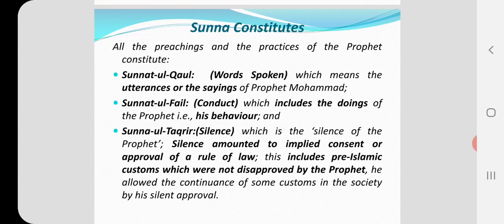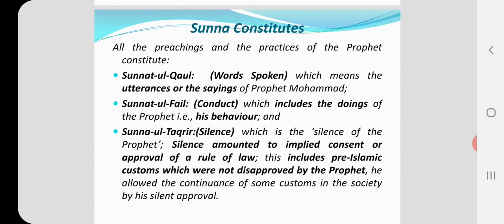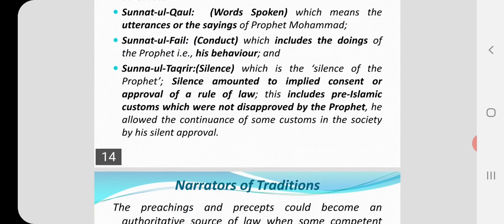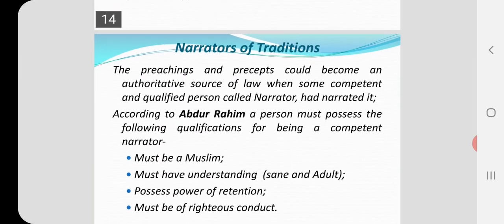Whatever he did, his doings or behavior, is a part of sunnatul fail. That means conduct. And the third one is whatever he silently approved, which is called sunnatul taqrir. So whatever he said, whatever he did, and whatever he silently approved becomes part of sunnah. Therefore, sunnatul qawl, sunnatul fail, and sunnatul taqrir are the part of sunnah.